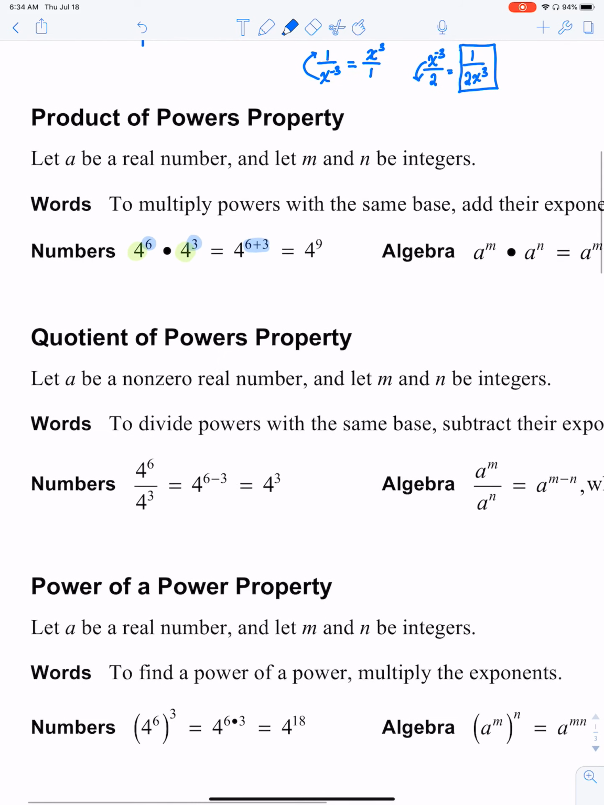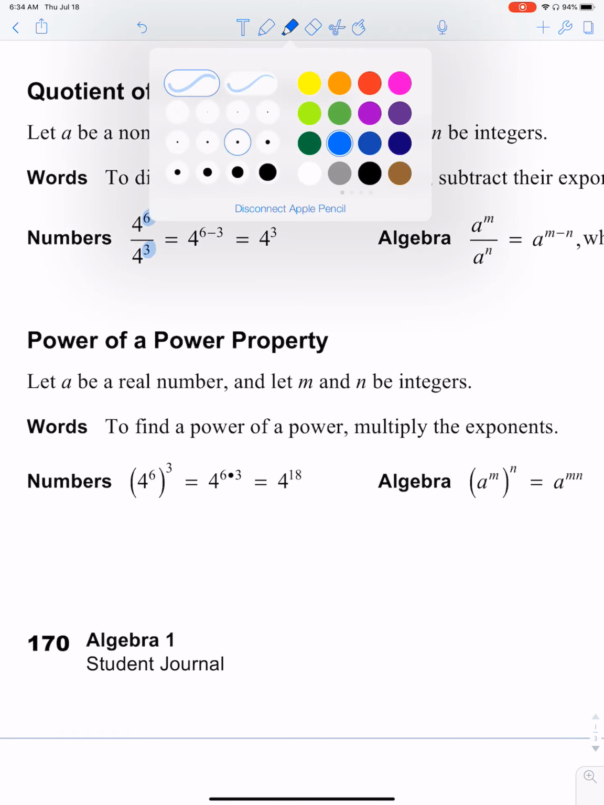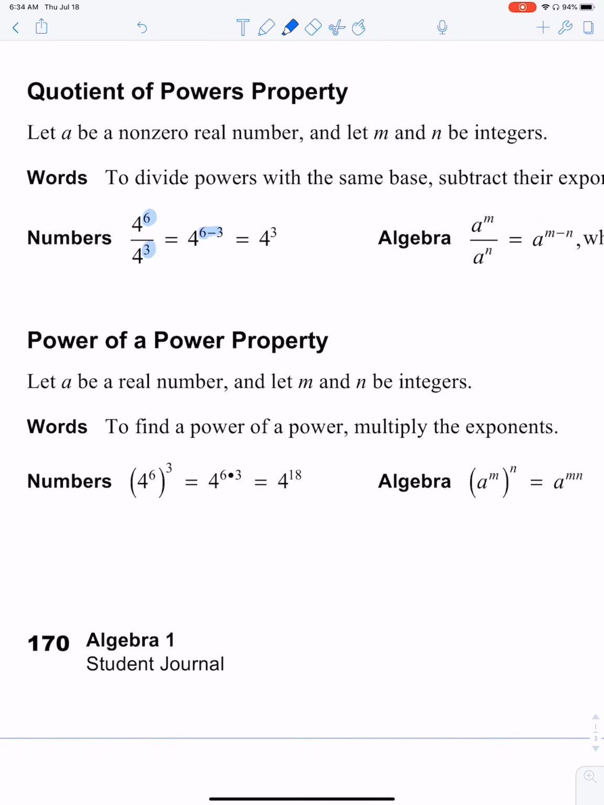And the opposite applies to the quotient of powers property. If you are dividing two exponents, you may subtract those exponents. It's got to be the top minus the bottom, the numerator's exponent minus the denominator's exponent. When you do that, 4 to the 6 minus 3, it simplifies to 4 to the third, which is a lot easier to deal with. And that's generally what we're looking to do when we are simplifying these exponents, we're just trying to make it easier on ourselves.